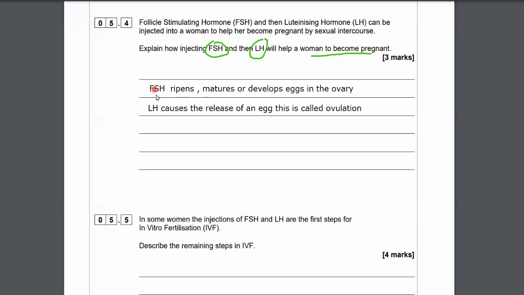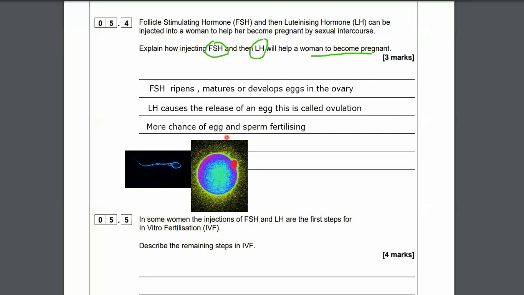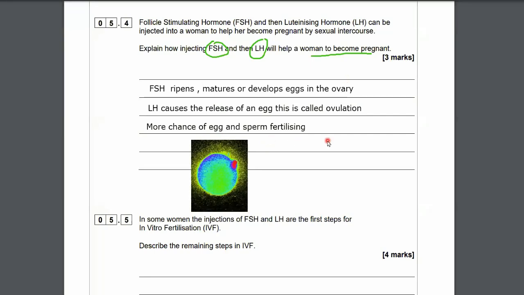So now, how does taking FSH and LH link to becoming pregnant? Well, obviously, if you have more ripe and mature and ready eggs, and they're getting released more because of LH, you have more chance of a sperm and egg successfully meeting in fertilization. And that's why a woman will get pregnant, because there's more chance of a sperm and egg getting together. So more chance of egg and sperm fertilizing. Why? Because we've got more eggs, so more chance of collision between eggs and sperm. And there's your 3 marks.